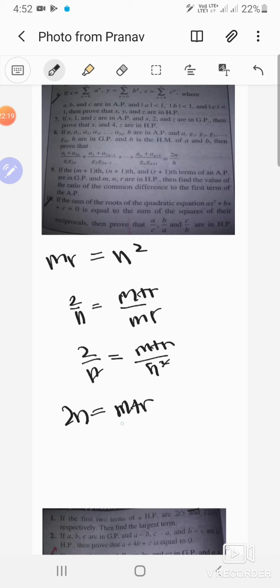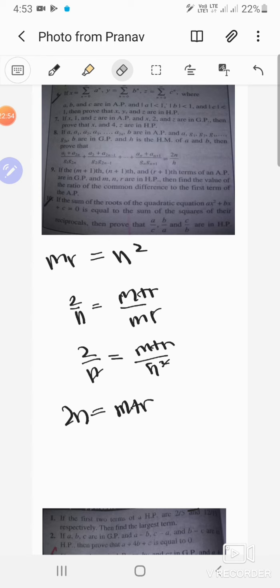Okay, maybe just square this. Yes, 4n squared is equal to m squared plus 2mr plus r squared, I guess, and then we can subtract that from that. Wow, this is pretty creepy. This is also a GP, an HP, and an AP at the same time. Wow, both of them are basically the same. That's like the only way in which this can happen, I guess.